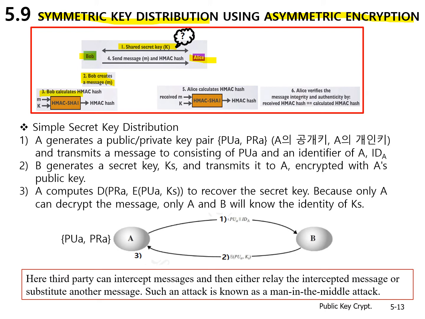Then Bob calculates the HMAC hash value. The input of HMAC SHA-1 consists of M and the secret key K, and will generate the HMAC hash value. And Bob sends the message M with the HMAC hash.